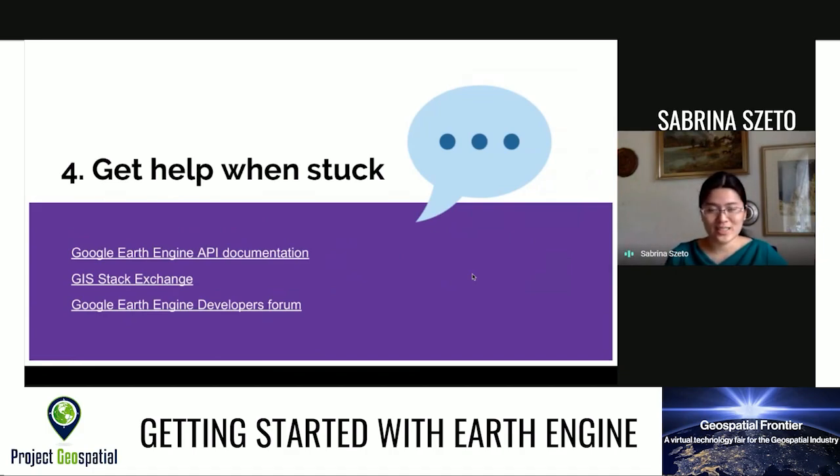And if you're stuck, here's where you can find some help. So one great source of information is the Google Earth Engine API documentation. There are oftentimes script snippets available that you can copy and use. There are tips available for how to understand how things are working. And that will be my primary place of reference.